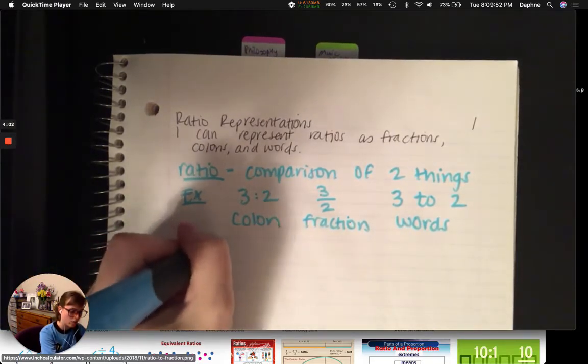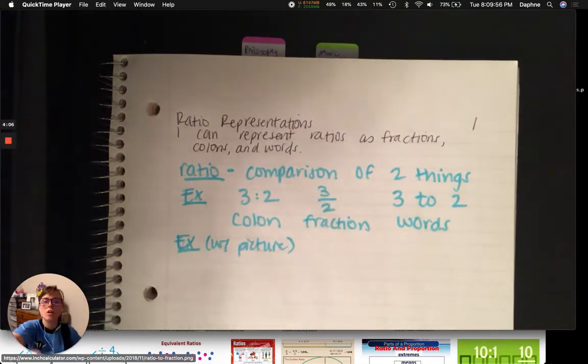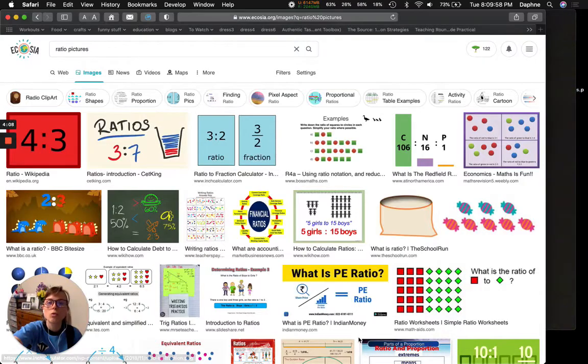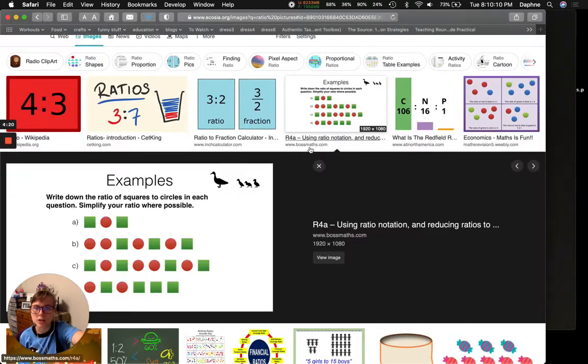And this is with a picture. So along with this video, I'm going to switch back here to Google. I went to Google and I just typed in ratio pictures. You can see that up here in my search bar. And then I clicked on images, and you can see the colon and you can see the fraction. I'm going to click on this picture.